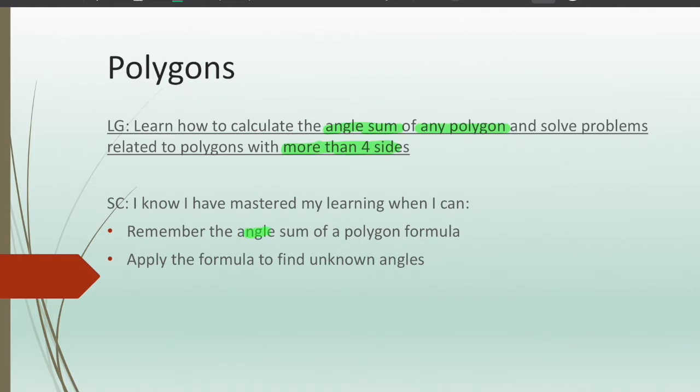And we're going to do that by learning the angle sum of a polygon formula. And then we'll be applying the formula in a similar way to what we have so far to find unknown angles.